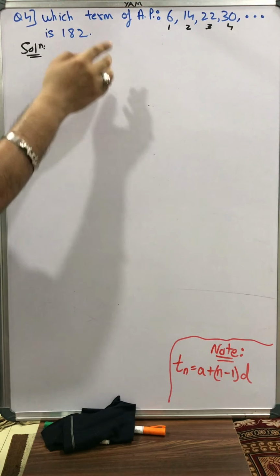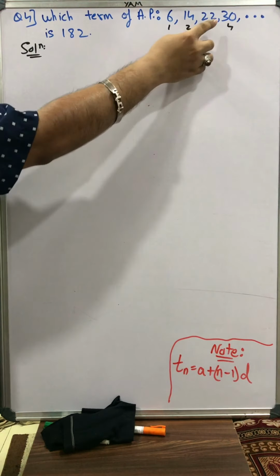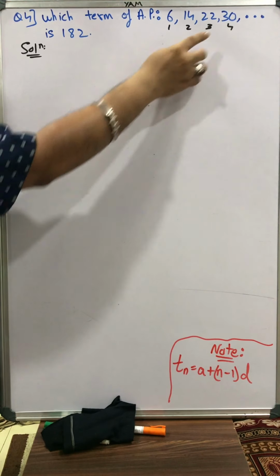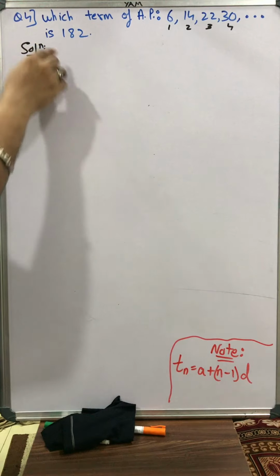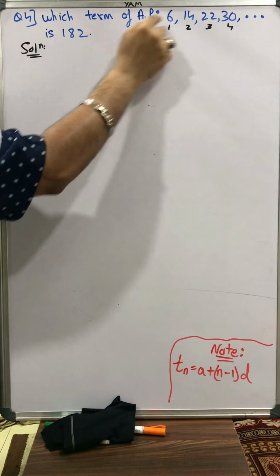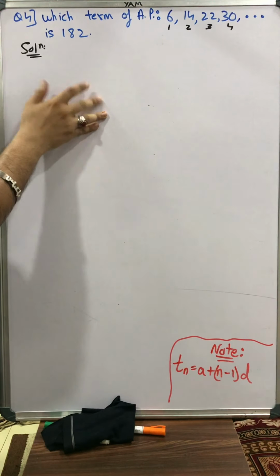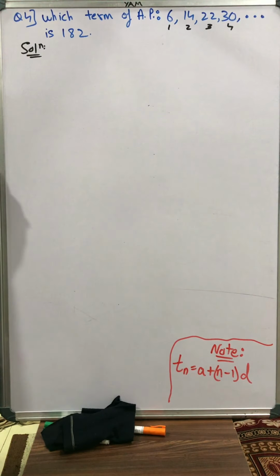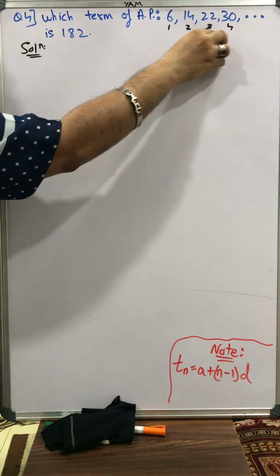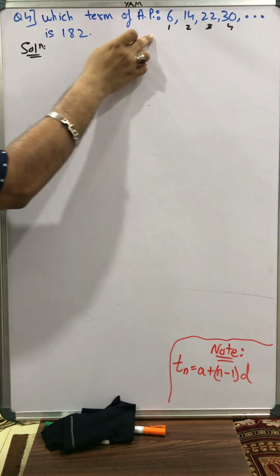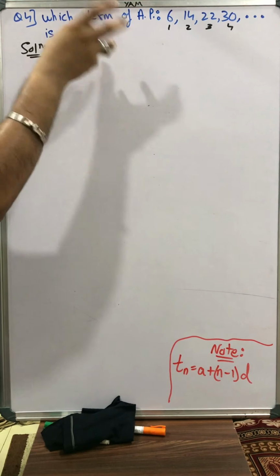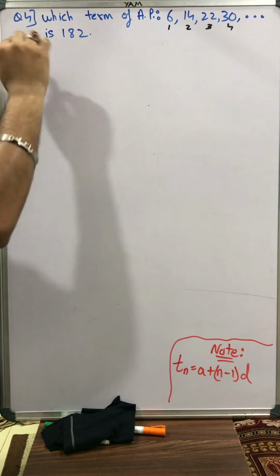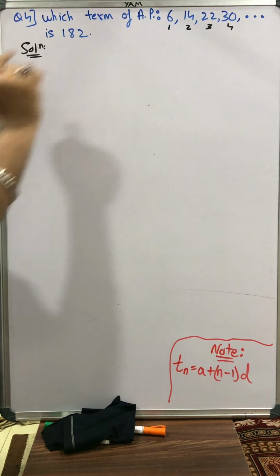If I ask at what number, at what place is 30 coming, you will say at fourth place, fourth term is 30. Similarly, he is telling you 182 will come in this AP, but which term? So at which number it will come, that we don't know. Okay, we want to know the value of this n. Understand? We want to know the value of n. The value of the term is given, the value of the term is 182, but at which place, in which counting of the sequence it will come, that we want to know.